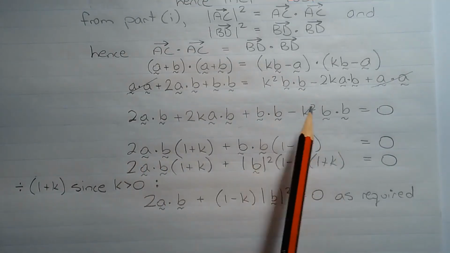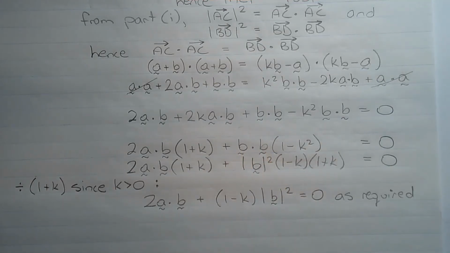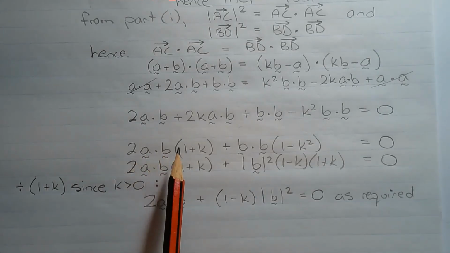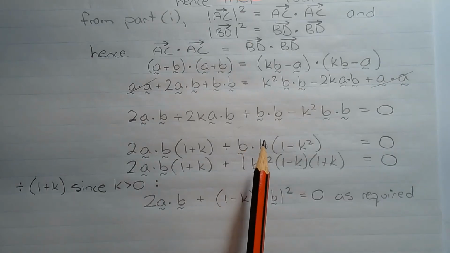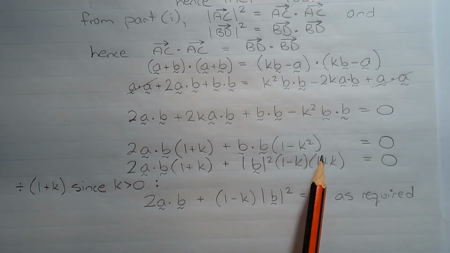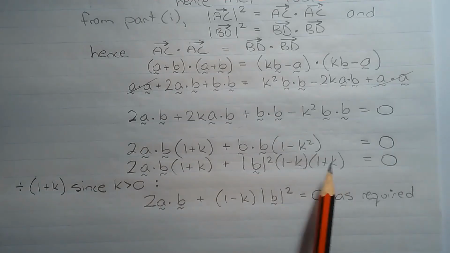And for these two terms, we can take out a common factor of the dot product of vector b and vector b. So we have 2 times the dot product of vector a and vector b times 1 plus k, plus the dot product of vector b and vector b times 1 minus k squared equals 0. And notice here we have a difference of 2 squares. So we're able to form this equation here, so expanding the difference of 2 squares.